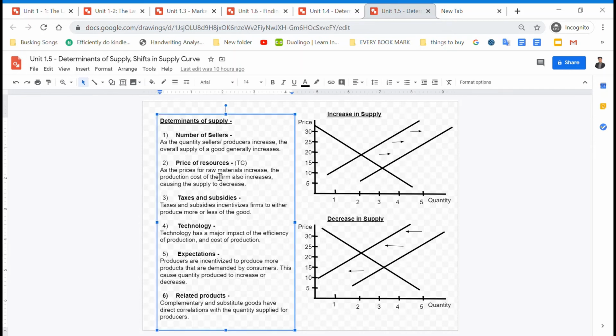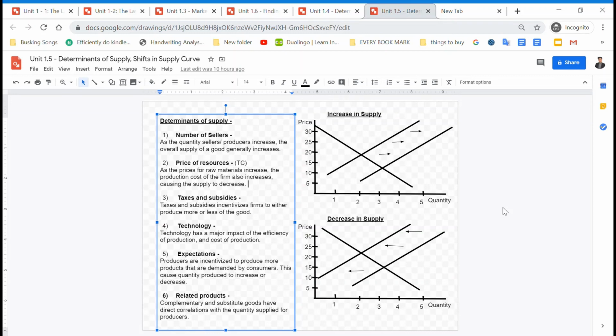The second major determinant of supply is the price of resources, or the price of raw materials. Let's say you own a manufacturing firm for duct tape. In duct tape, there's obviously plastic, paper, and glue. These are the important raw materials for the production of duct tape. Now, if there is a high increase in raw materials, let's say oil prices go through the roof, at $60 per barrel, then plastic prices are also through the roof.